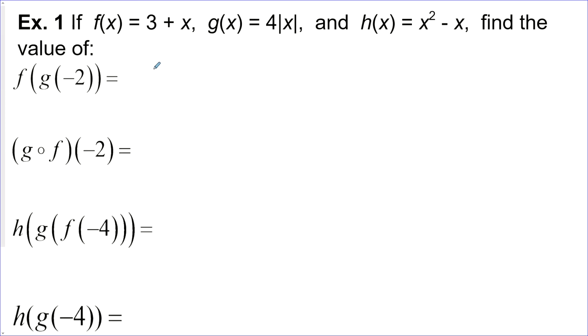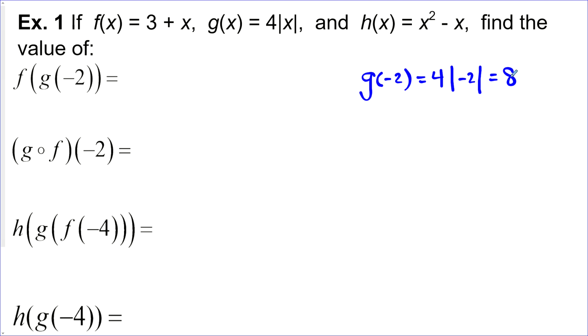Example 1, we have f of x, g of x, and h of x given. We want to make these following composite functions. So the first one here, we've got f of g at -2. The first way I'll do this question is breaking it apart. I'm going to take the g at -2 and determine its value. So g at -2, I look up here for the g of x function. So it's 4 times the absolute value of -2, which is 8.